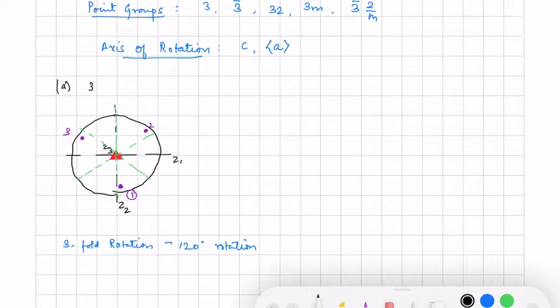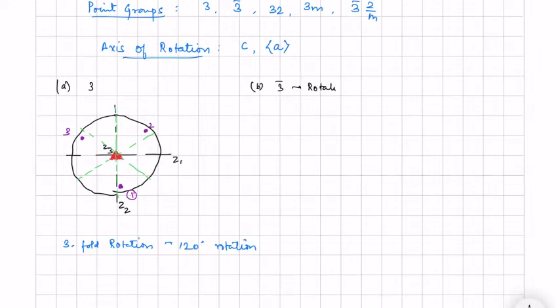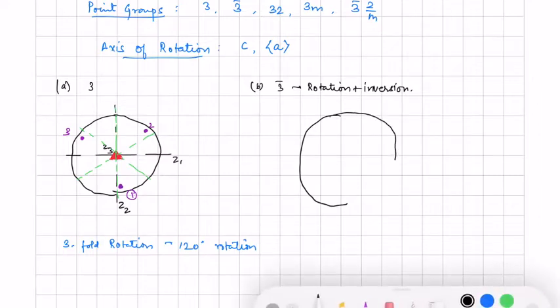And let us see the second one, that is 3 bar, rotation plus inversion. Similarly, we have a circle. So this representation remains constant throughout.